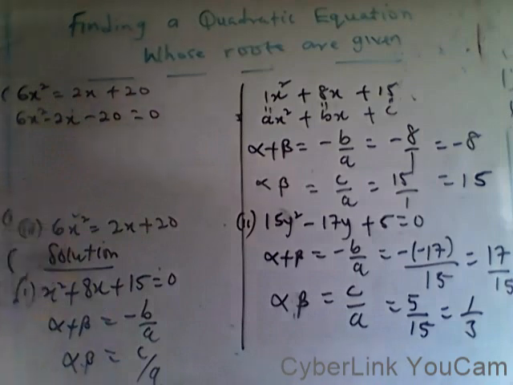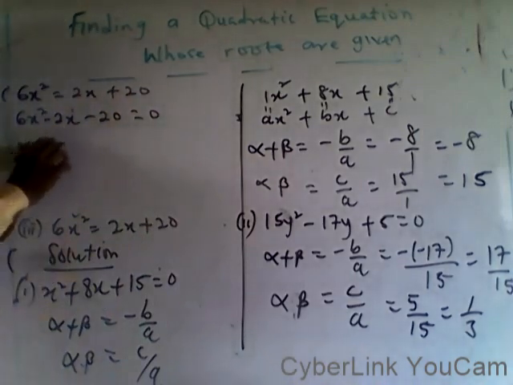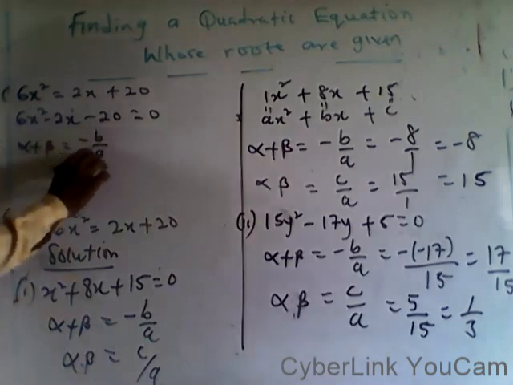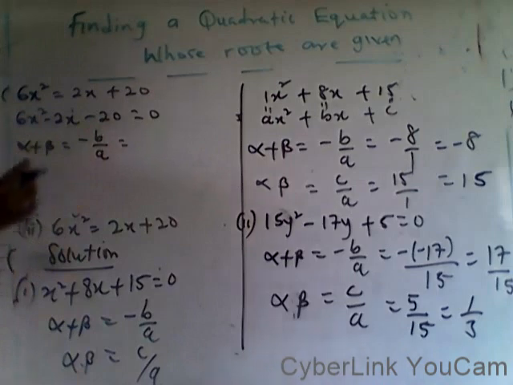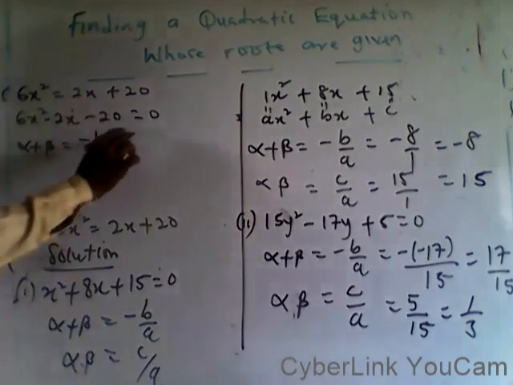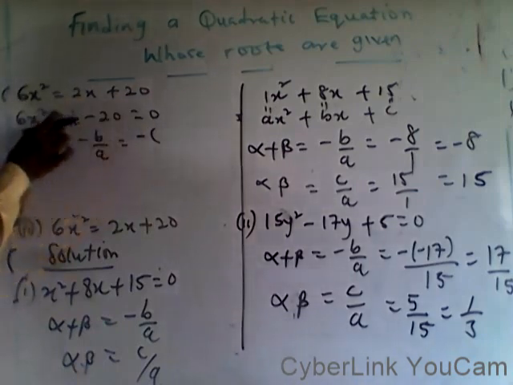So we are looking for the sum of the roots, which is alpha plus beta. And what is the answer? That is minus b over a. What is your minus b? Your b is minus 2. And your a is 6, while your c is minus 20. So you are going to have minus, this one is what?